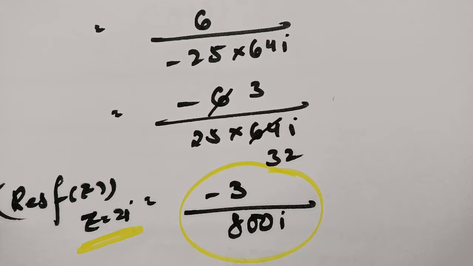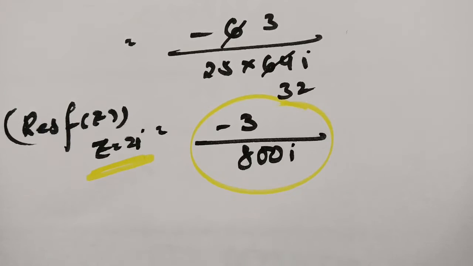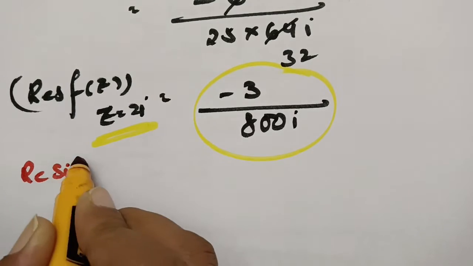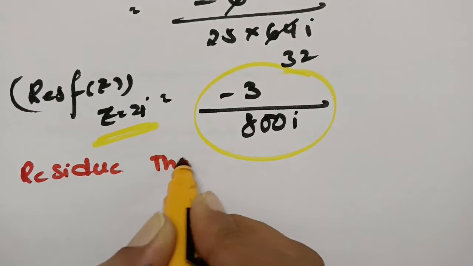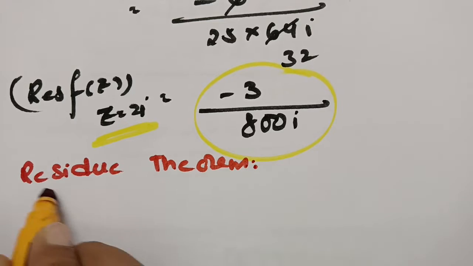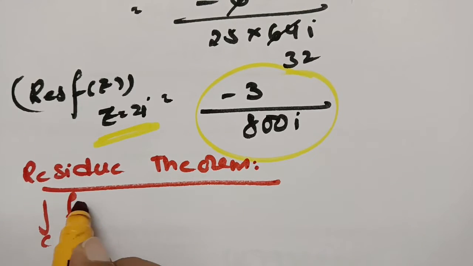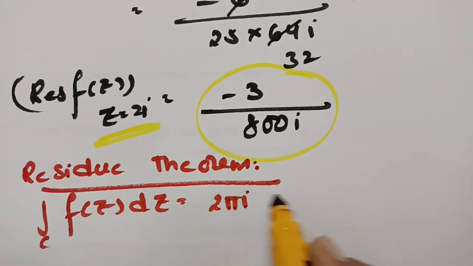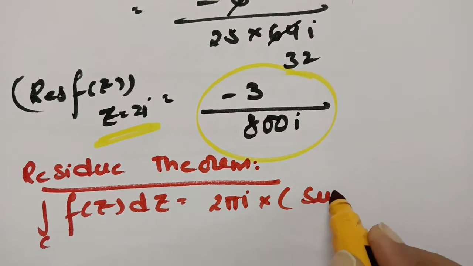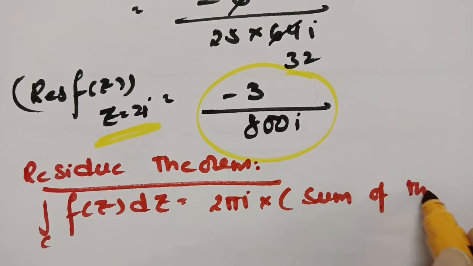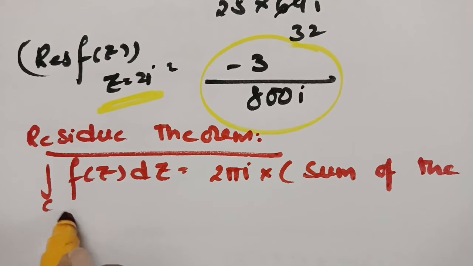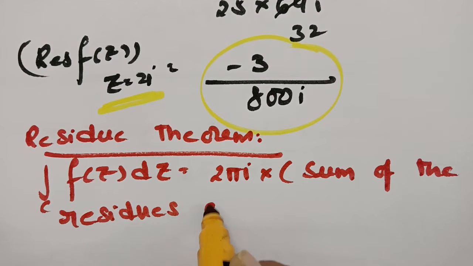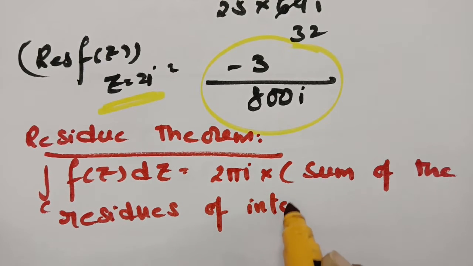Now which theorem we have to apply? So we have to apply the residue theorem. So according to the residue theorem, the integral over c of f of z dz can be written as 2 pi i times the sum of the residues of the interior poles.